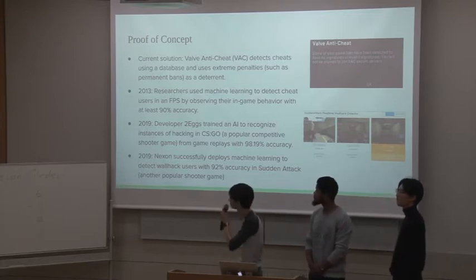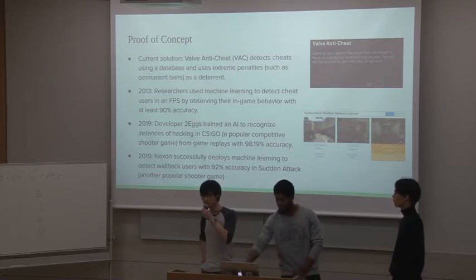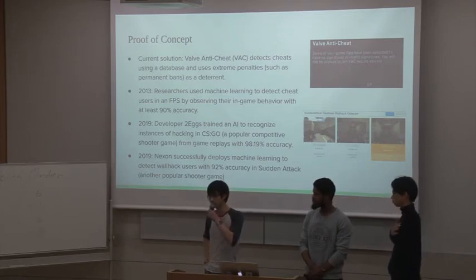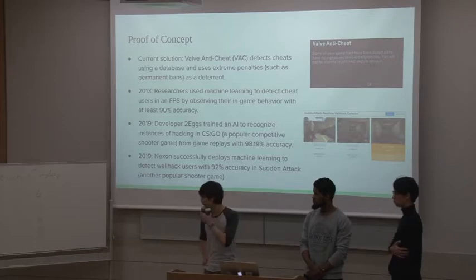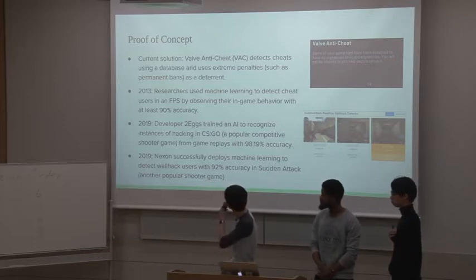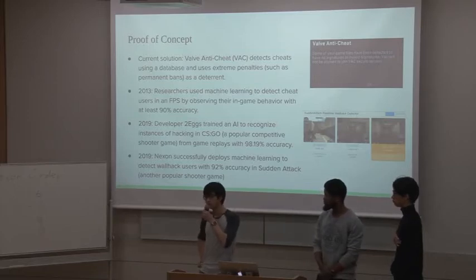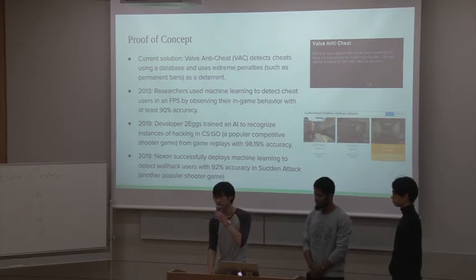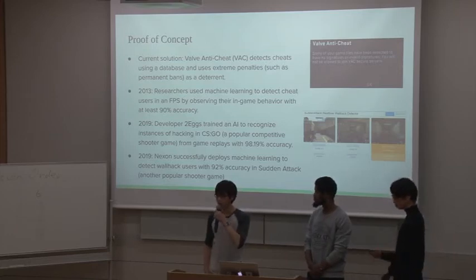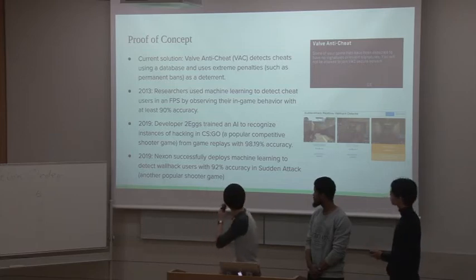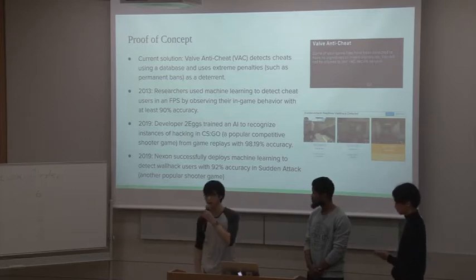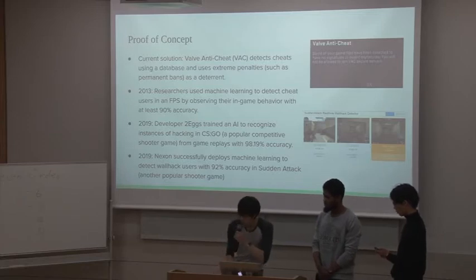One of them was in 2013, when researchers built their own FPS game and then used a machine learner to detect auto aim cheating with 90% accuracy. In 2019, actually last month, a developer trained an AI to recognize instances of cheating in the popular shooter CSGO with 98% accuracy. And also earlier this year, the developer Nexon deployed machine learning to detect wall hack users with 92% accuracy in their popular shooter Sudden Attack. I can go into these in more detail later if you want.